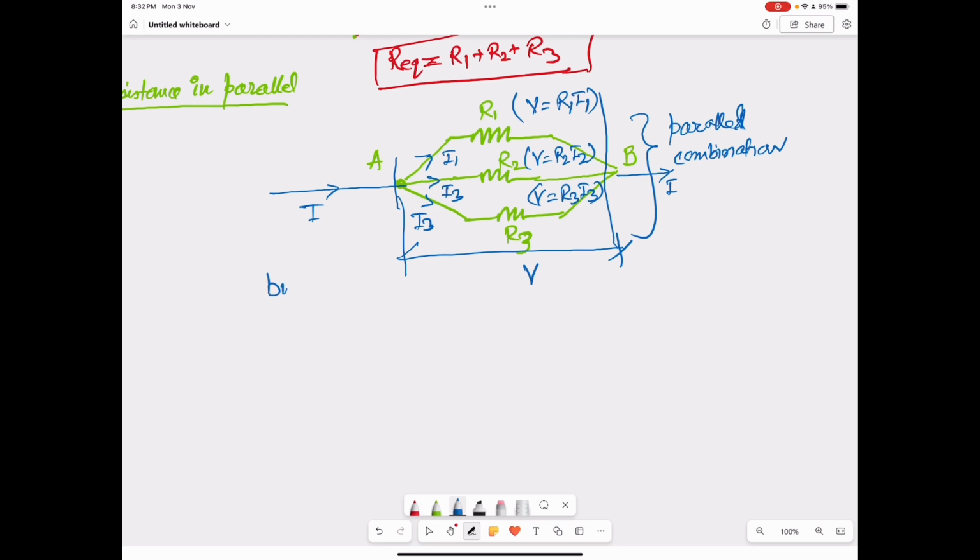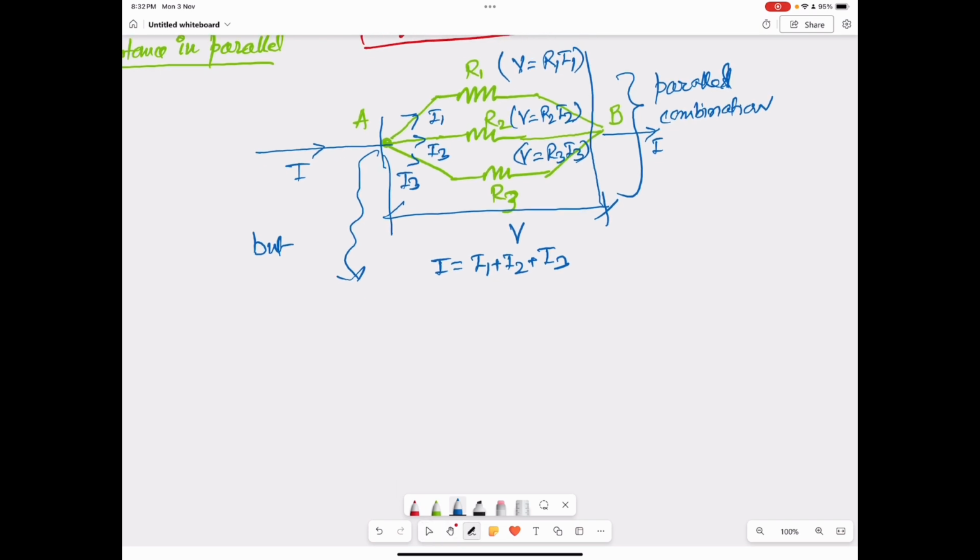But here I is nothing but I1 plus I2 plus I3. You can see the I is divided into three currents I1, I2 and I3. So I is nothing but the sum of all three currents. So I will use this and this to write I is nothing but V by R1 plus V by R2 plus V by R3.